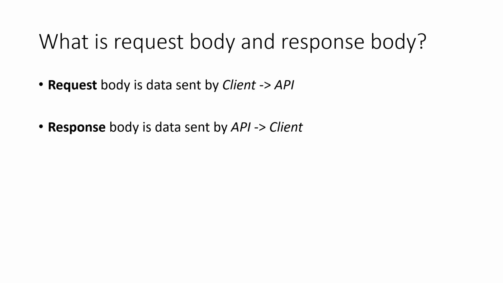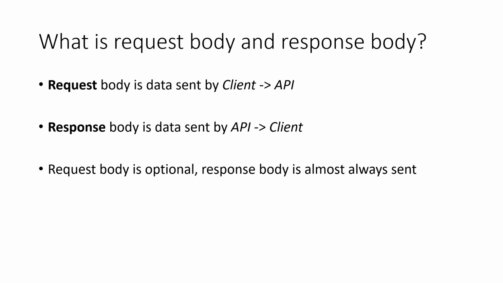When we send GET request to our API, the API returns the user data as response body. So the request and response body are both data transmitted between client and API. The request body is optional, which means the client doesn't have to send any data to the API, while the API would almost always have to send a response body back to the client. In this video, we'll focus on the request body since we want to send and add data to the API.